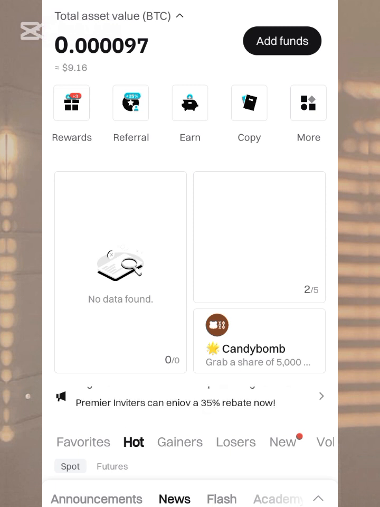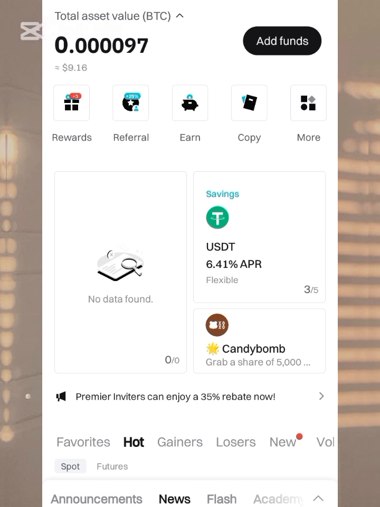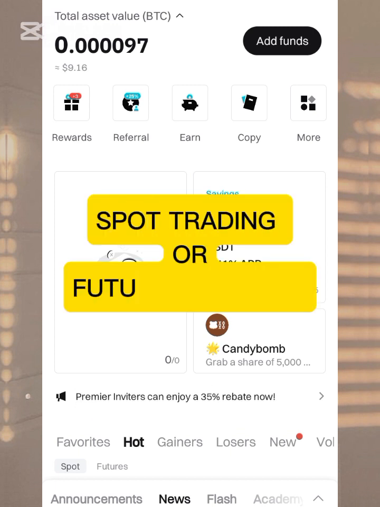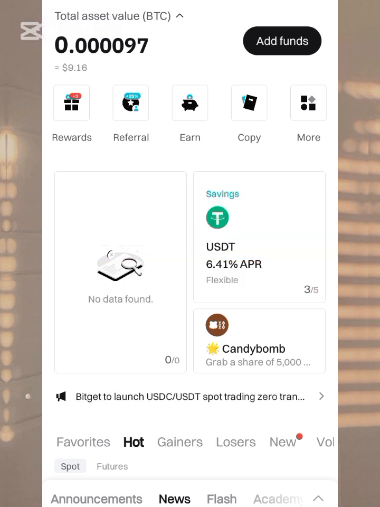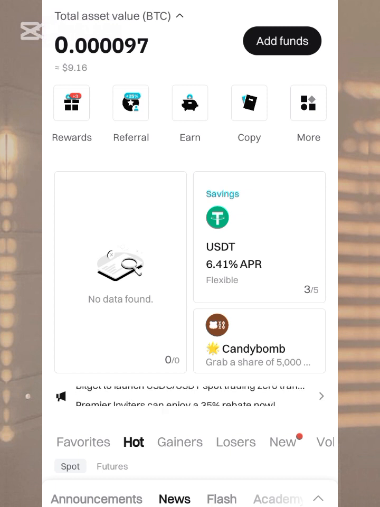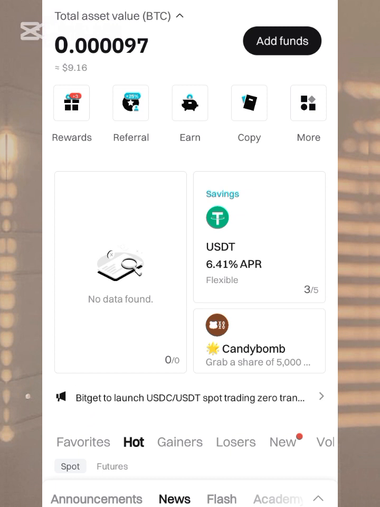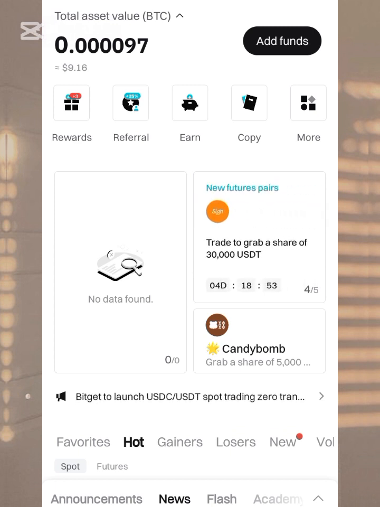Well, first things first is to find the coin I want to trade. Before you find the coin, you have to decide whether you want to go into spot trading or futures trading. Spot trading is when you want to take it low key, slow, steady. Futures trading is the fast-paced, highly volatile, and extremely risky part of crypto, where you can double your money instantly or you can lose everything instantly as well.